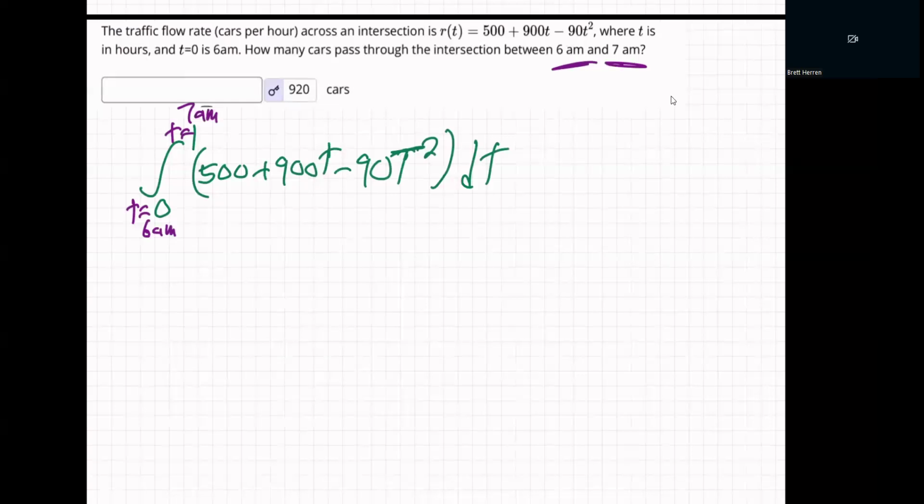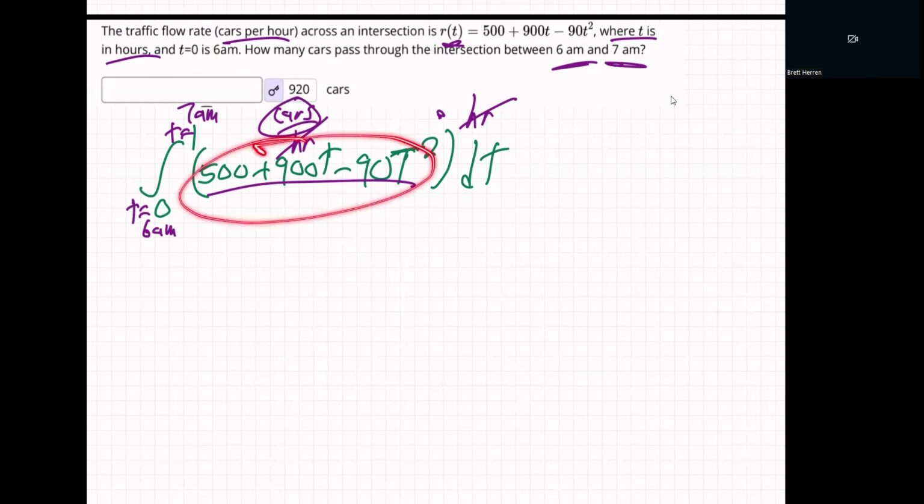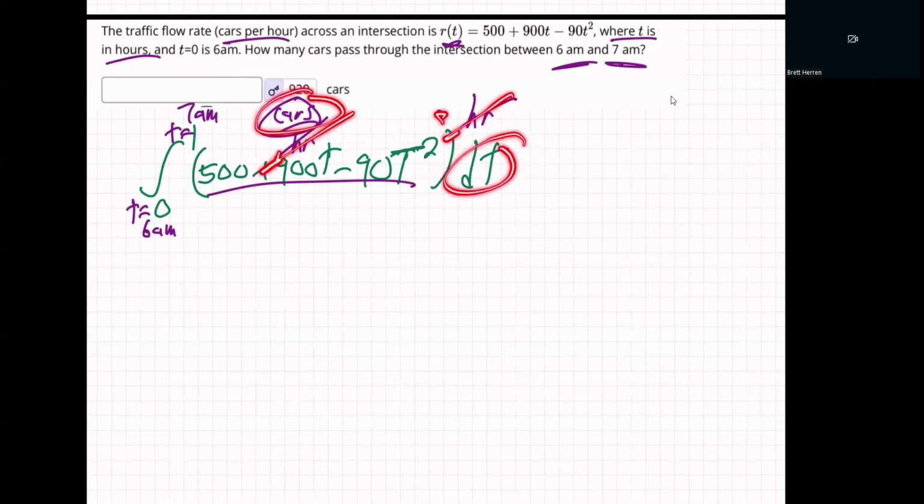Between 6 a.m. and 7 a.m., I'm integrating the R of t function, which is in cars per hour, times dt. t is in hours, so the hours will cancel, and we'll get total cars. See what I'm doing? I'm just watching the units. Cars per hour times hours, the hours cancel, and we get cars between 6 a.m. and 7 a.m. Just got to integrate that function.